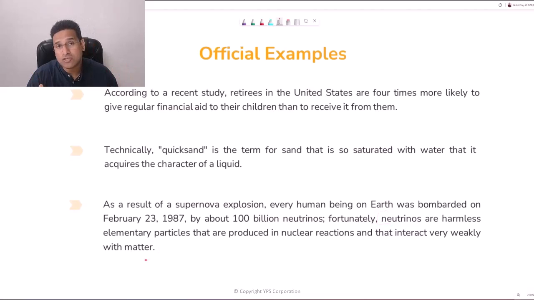It is fortunate that neutrinos are harmless elementary particles that are produced in nuclear reactions and that interact very weakly with matter. Otherwise, we'd all probably be dead, right? Or maybe something much worse. All right. So 3 solid official examples of sentence modifiers. So as I said, the GMAT is no stranger to sentence modifiers. And now we can finally get back to our official question.